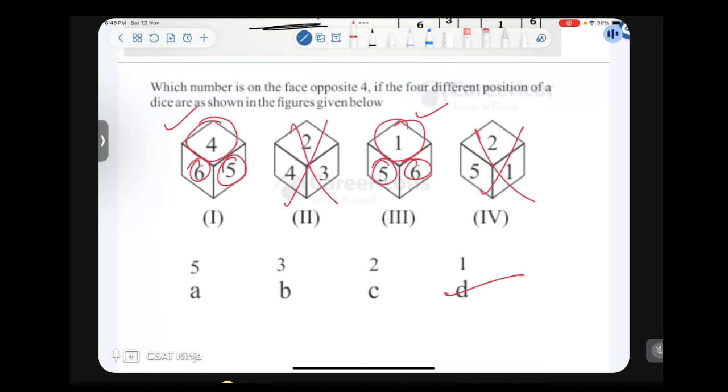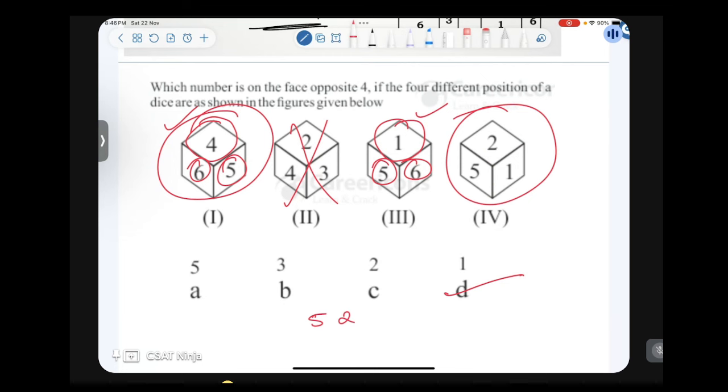If you want to use another rule, like rule number 1, case number 1, you can use this cube and this cube. What is common there? You have 5 is common, 5, 2, 1. Same thing here, 5, 6, 4.